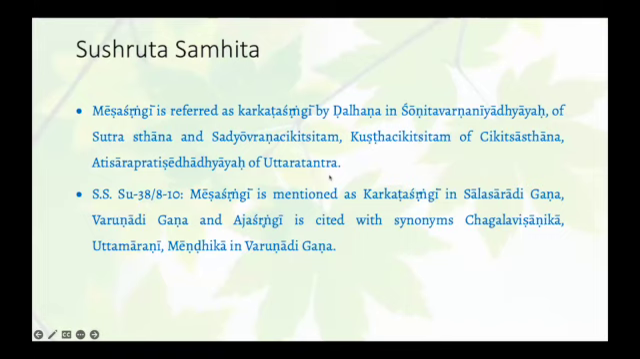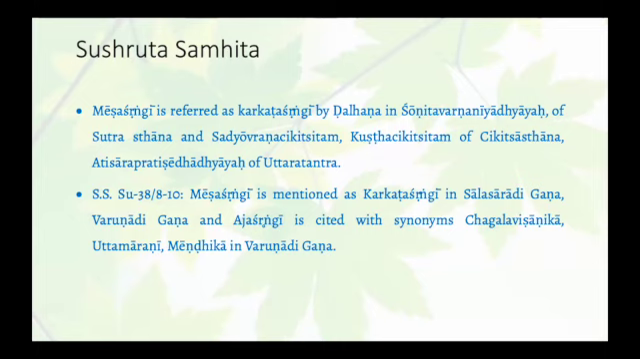Then coming to the Sushruta Samhita, Meshashringi is referred to in many contexts, whereas in Charak Samhita we find only a few references of Meshashringi or Ajashringi. In Sushruta Samhita, most of the time Dalhana has taken Meshashringi as Karkatashringi, and has equated it with Karkatashringi. In some instances, it can also be seen as Meshashringa and Karkatashringa, and not as Shringi. So there is some difference whether it is Shunga, Shungi or Shringa.